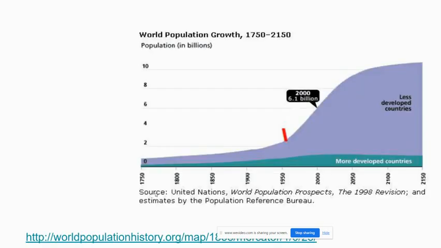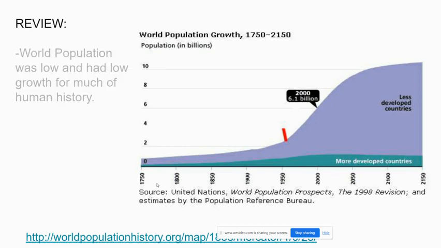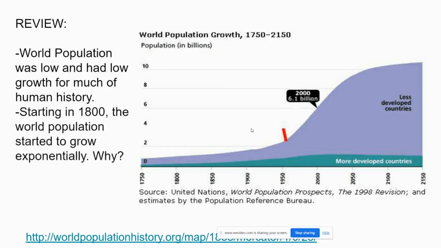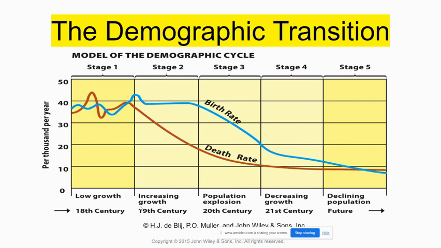And then how does this relate to our world population? Okay, so as we were talking about before, world population was very, very low, just like in stage 1, for a very long time. And then population really did start to explode as we moved through stage 2 and stage 3 of the demographic transition model.